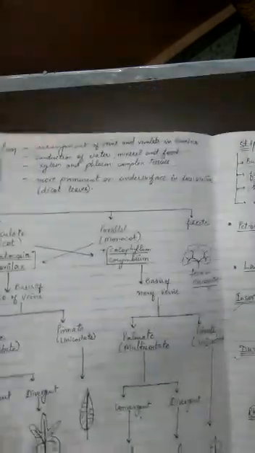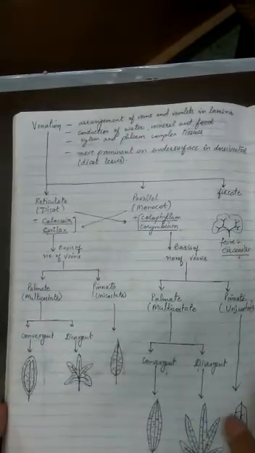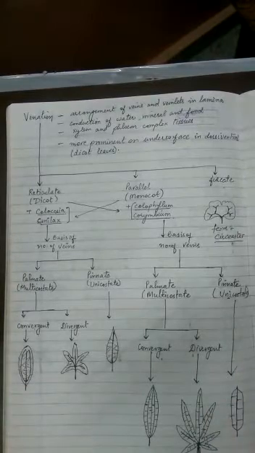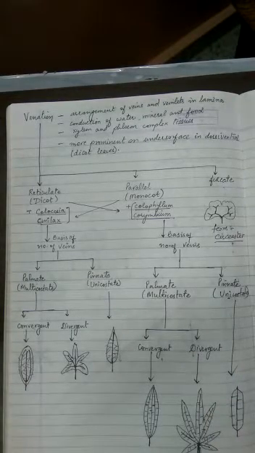So now we will start with a new topic, and that is venation. Now what exactly is venation? You can read from there in the notes also. Arrangement of the veins and the veinlets in the lamina is called venation.